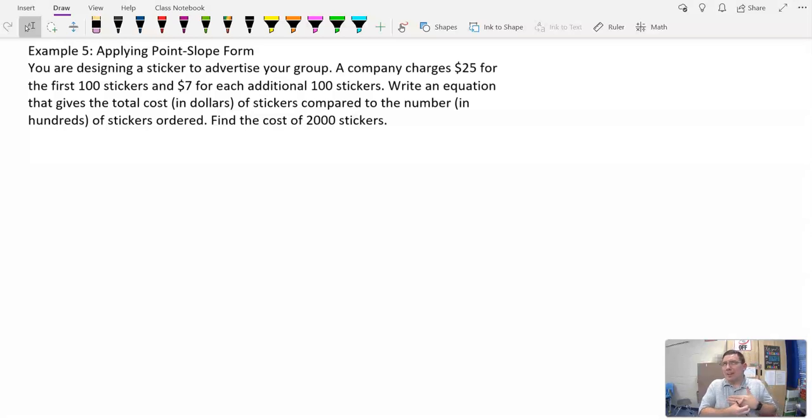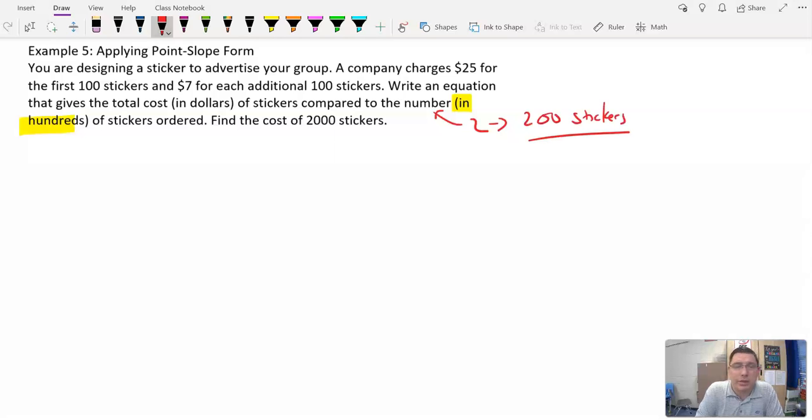Now, I want you to pay attention to the wording of this. There's a little bit that is different about it, because we want the number of stickers, not just that the number of stickers is this, but the number is in hundreds. And so what that means is this. If I say that I have 2 of these, it really means that I have 200 stickers. Okay? And so let's see what that equation is going to be. Now, we weren't given the equation here, but we have all the information to be able to write this.